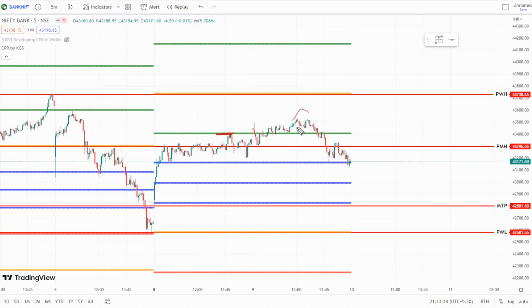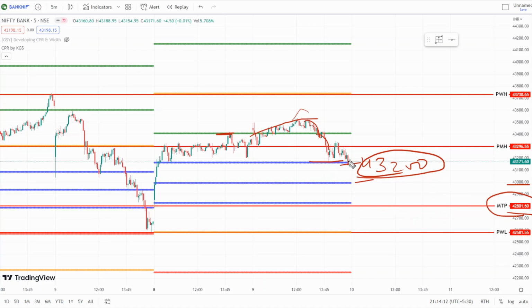Took a good resistance at R1, could not break, came down to weekly pivot. So you can understand here 43,200 nearby is a weekly pivot for Bank Nifty. So breaking this level also can further give us a good support at 43,000 nearby, which is the weekly central pivot line. But if that is not also sustained and it's broken, then our next target would be 42,800, which can act as a very good support.